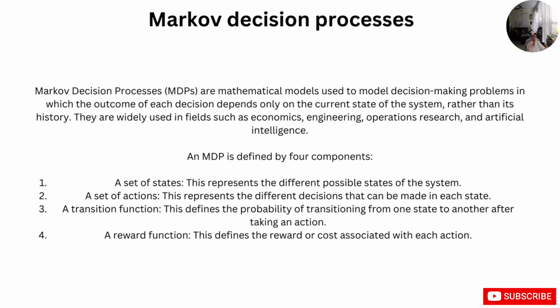An MDP is defined by four components. Number one, a set of states. This represents the different possible states of the system. Number two, a set of actions. This represents the different decisions that can be made in each state. Three, a transition function. This defines the probability of transitioning from one state to another after taking an action. Number four, a reward function. This defines the reward or cost associated with each action.